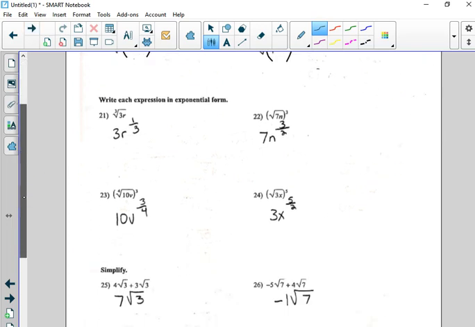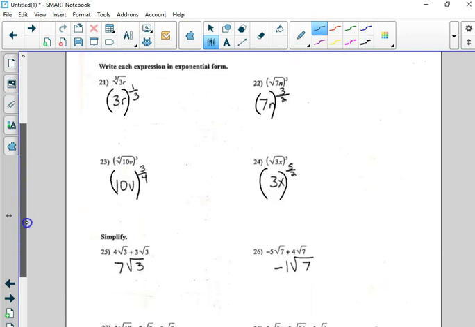Go in the opposite direction. Since the whole 3r is there, this should really be put in parentheses. Otherwise, it's just the r. So that was a mistake. 7n to the 3/2. Again, the entire 7n should be in parentheses. 10v to the 3/4. And 3x to the 5/2. Okay, so just make sure those are in parentheses.